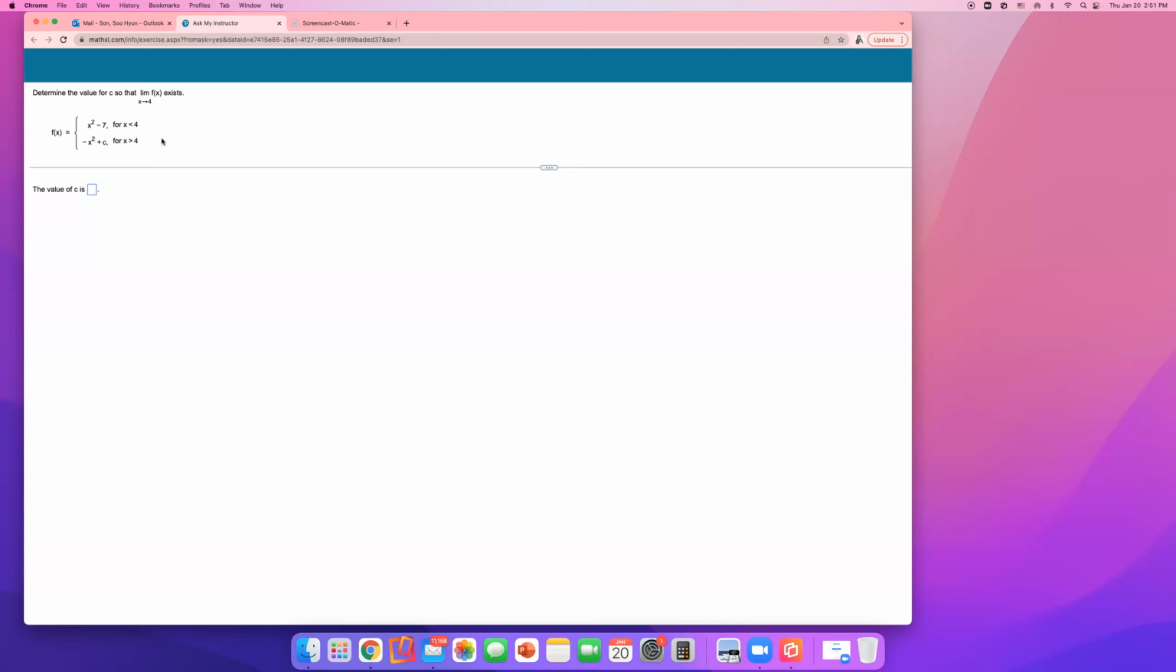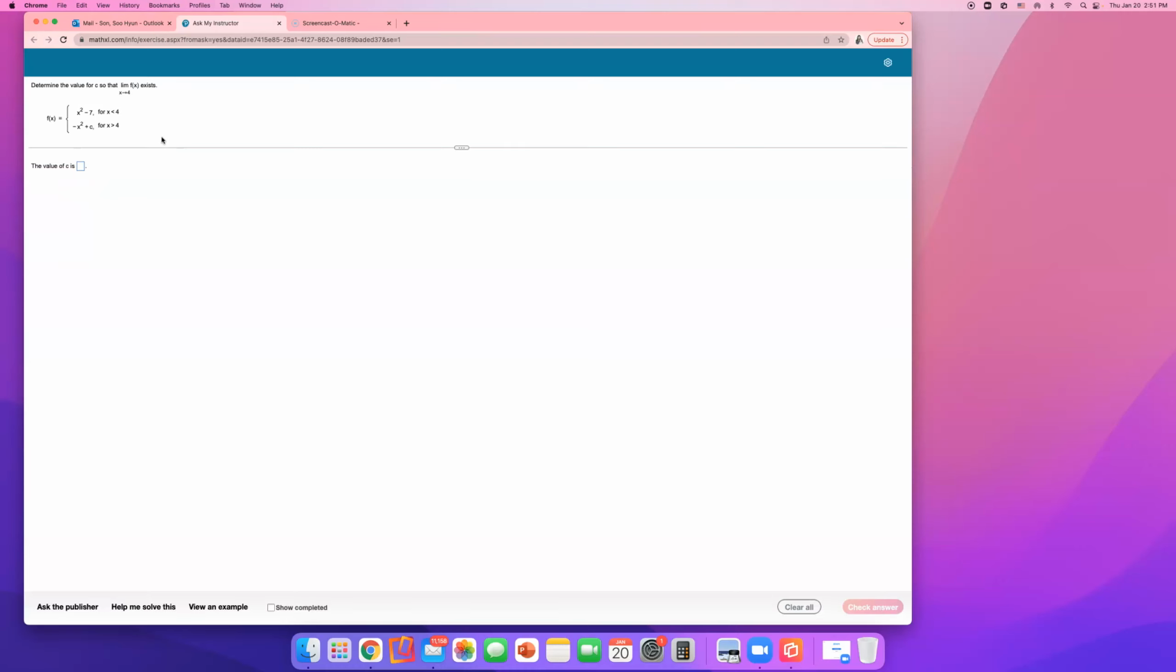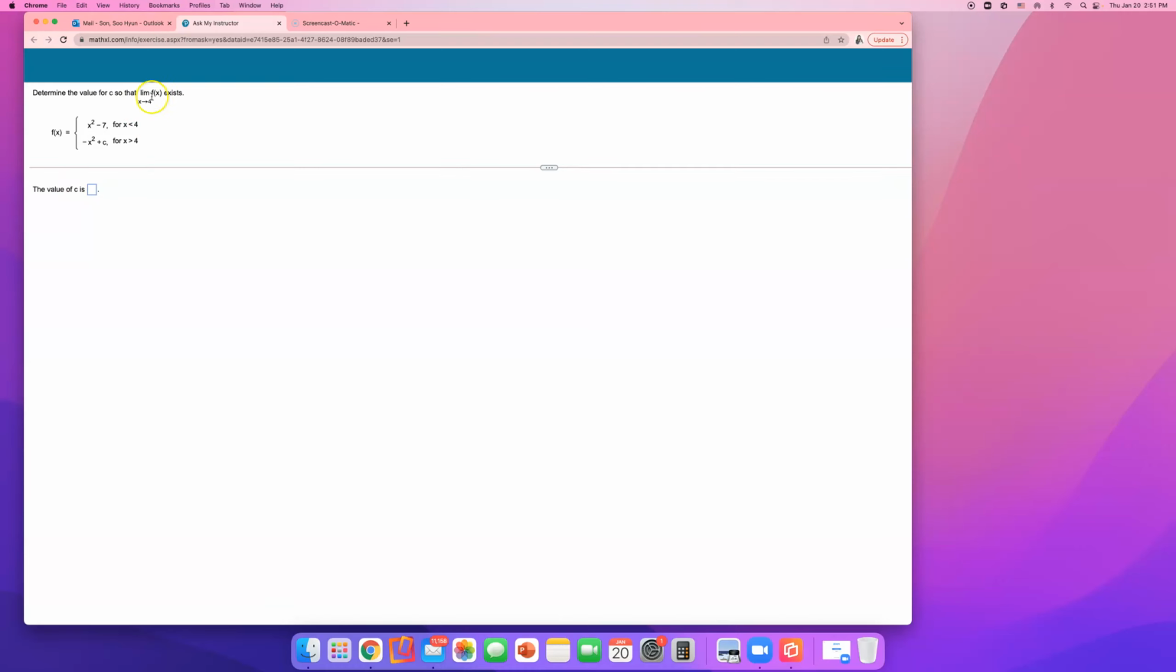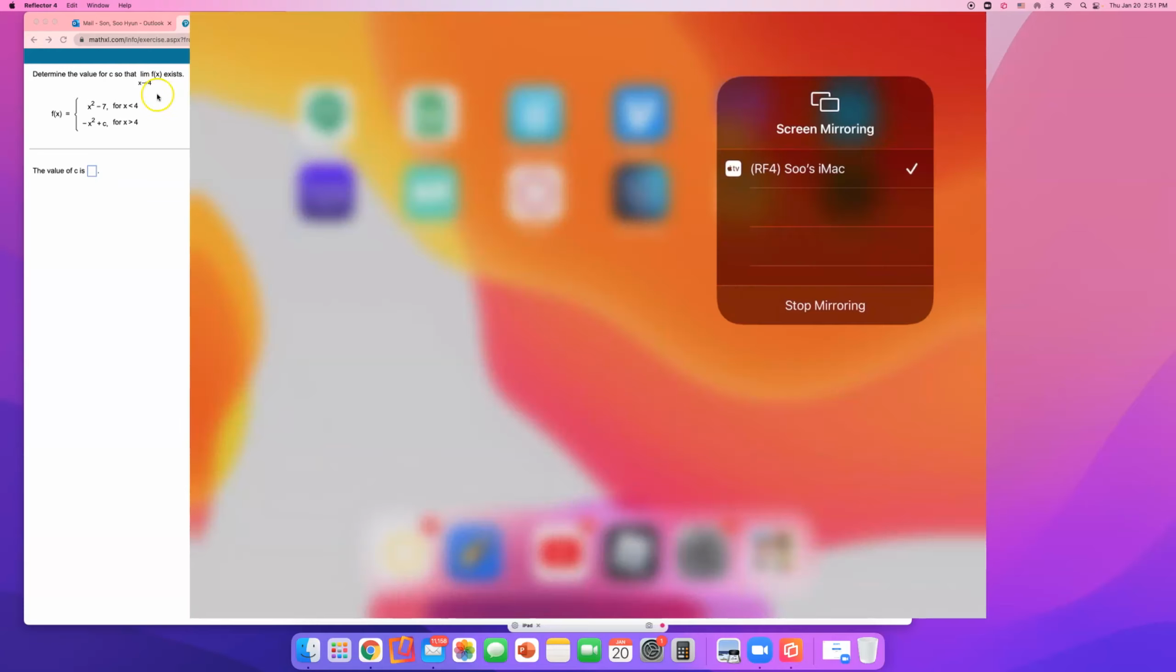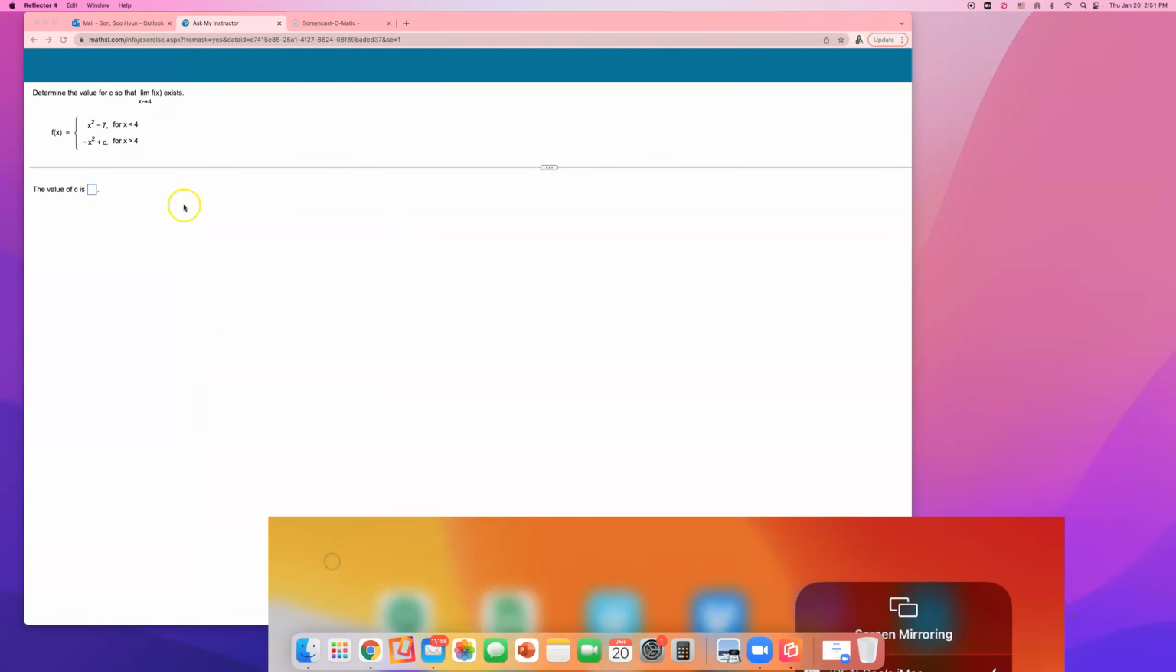But I'm going to go over these videos as I get them. So this one is about determining the value of c so that the limit of f of x as x approaches 4 exists. Remember from class, for the general limit to exist, the left-hand limit and the right-hand limit should be the same, right? They should be going to the same place, and we're going to test the left side limit as x approaches 4 from the left and x approaches 4 from the right.